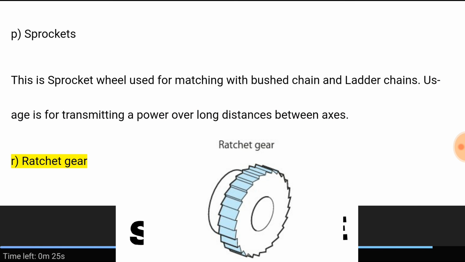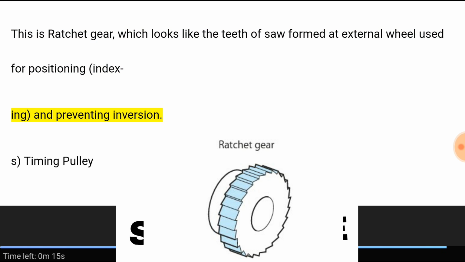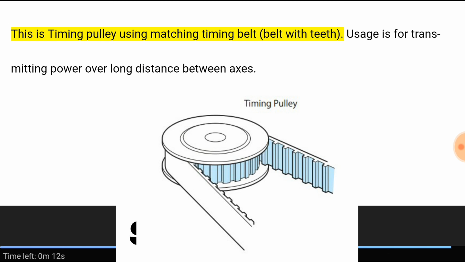R. Ratchet gear. This looks like the teeth of a saw formed at an external wheel, used for positioning, indexing, and preventing inversion. S. Timing pulley. This is a timing pulley using matching timing belt with teeth. Usage is for transmitting power over long distance between axes.